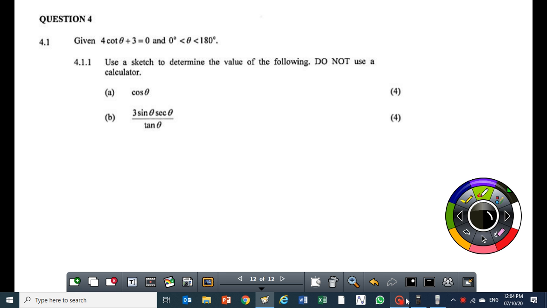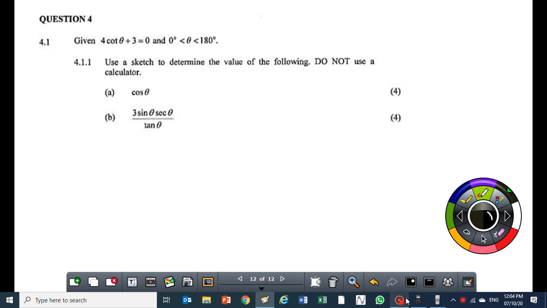...y is, what r is. Then after that, you decide whether the diagram is going to be in the first quadrant or second. You see, the question says use a sketch. The sketch must be drawn either in the first or second quadrant. But for you to know which quadrant, you have to start by simplifying that equation.